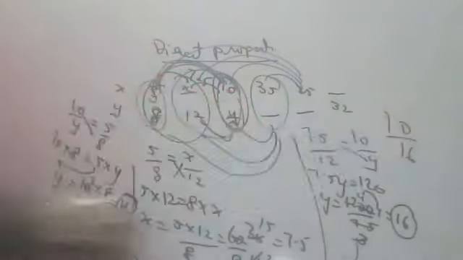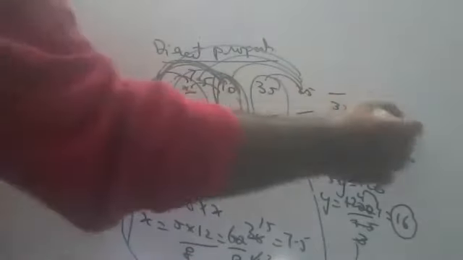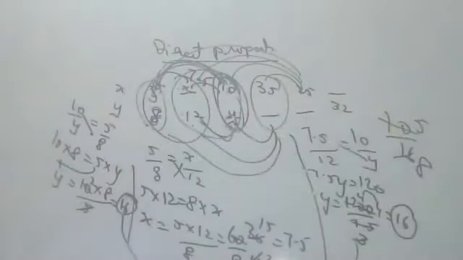10 by 16 I got, no, children? 2 5s are 10, 2 8s are 16. What is the ratio? 5 by 8. Everywhere it will be 5 by 8 only.